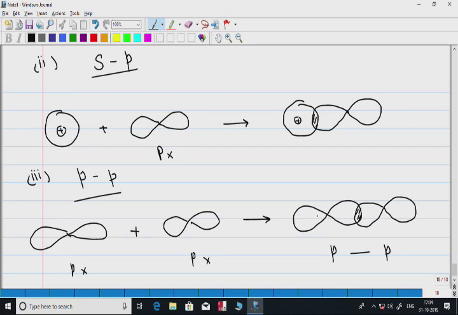Copy. Guys, any confusion or doubt in this one? You want to ask anything? Guys, any confusion or doubt? Okay.